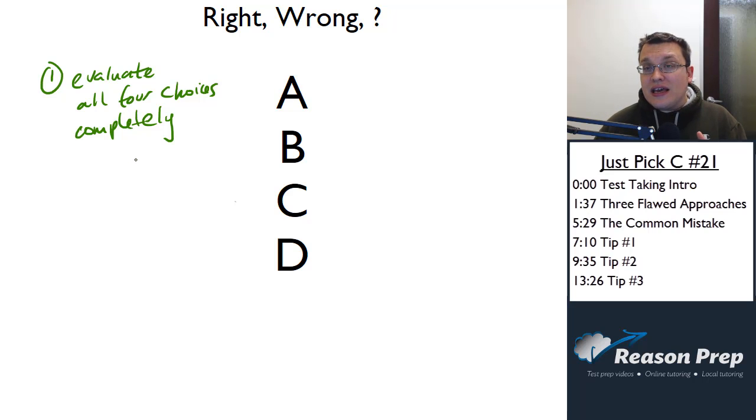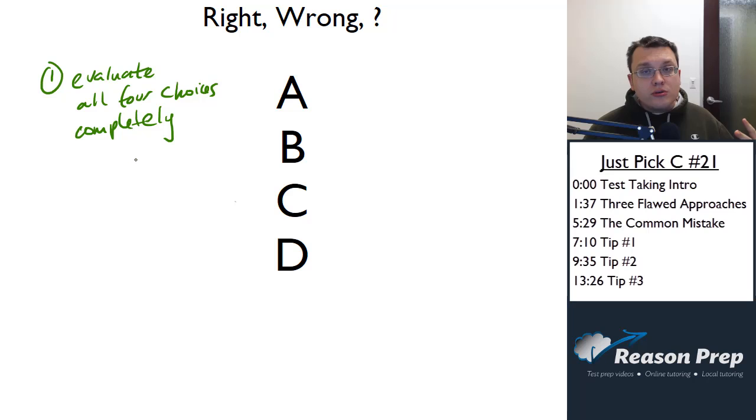And that's the most inefficient and ineffective way to do these, because you're not extracting all of the information you can from each choice. All you're doing is finding one that looks good, and that could be a trap choice, for example, and not really giving the other choices their due. Same issue with approach number 2.